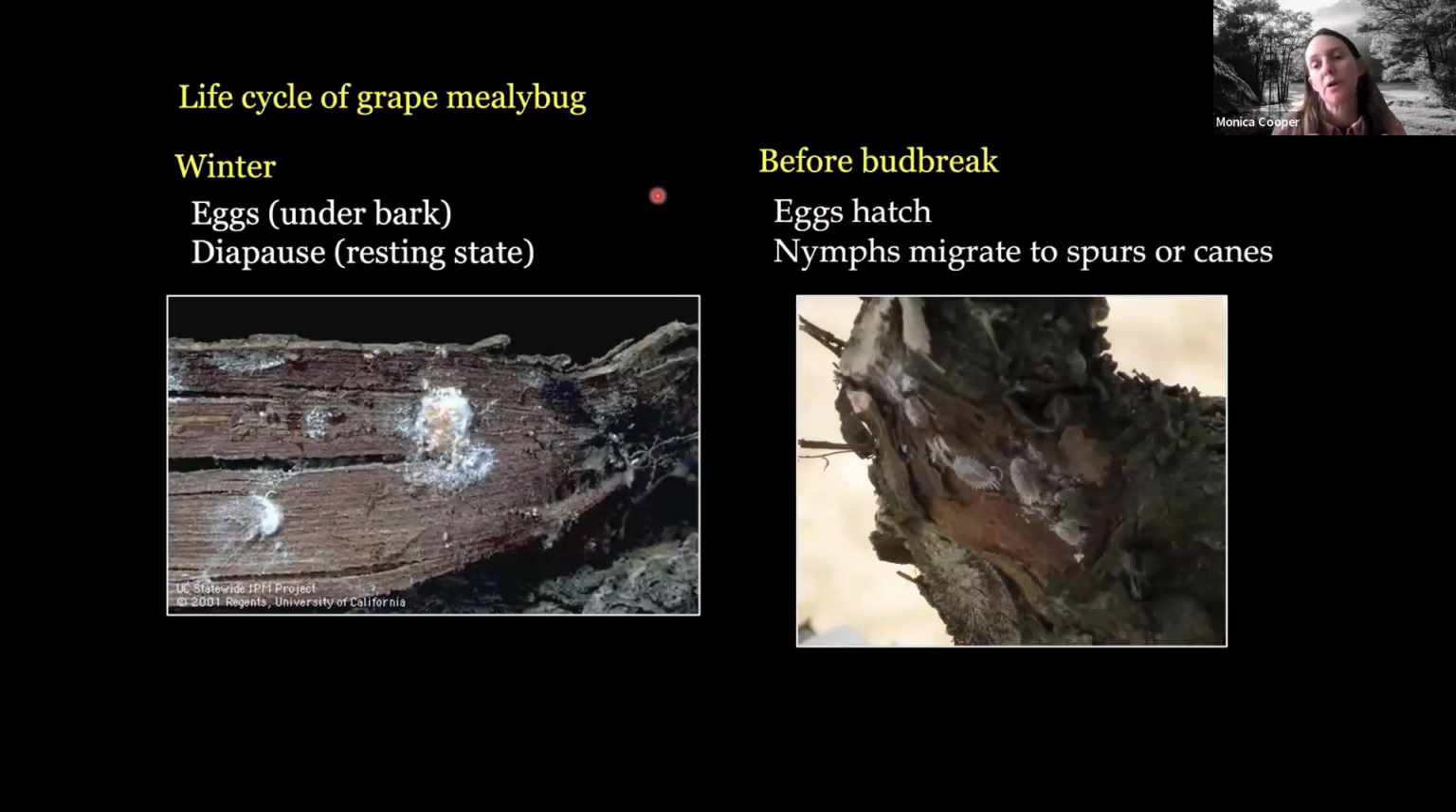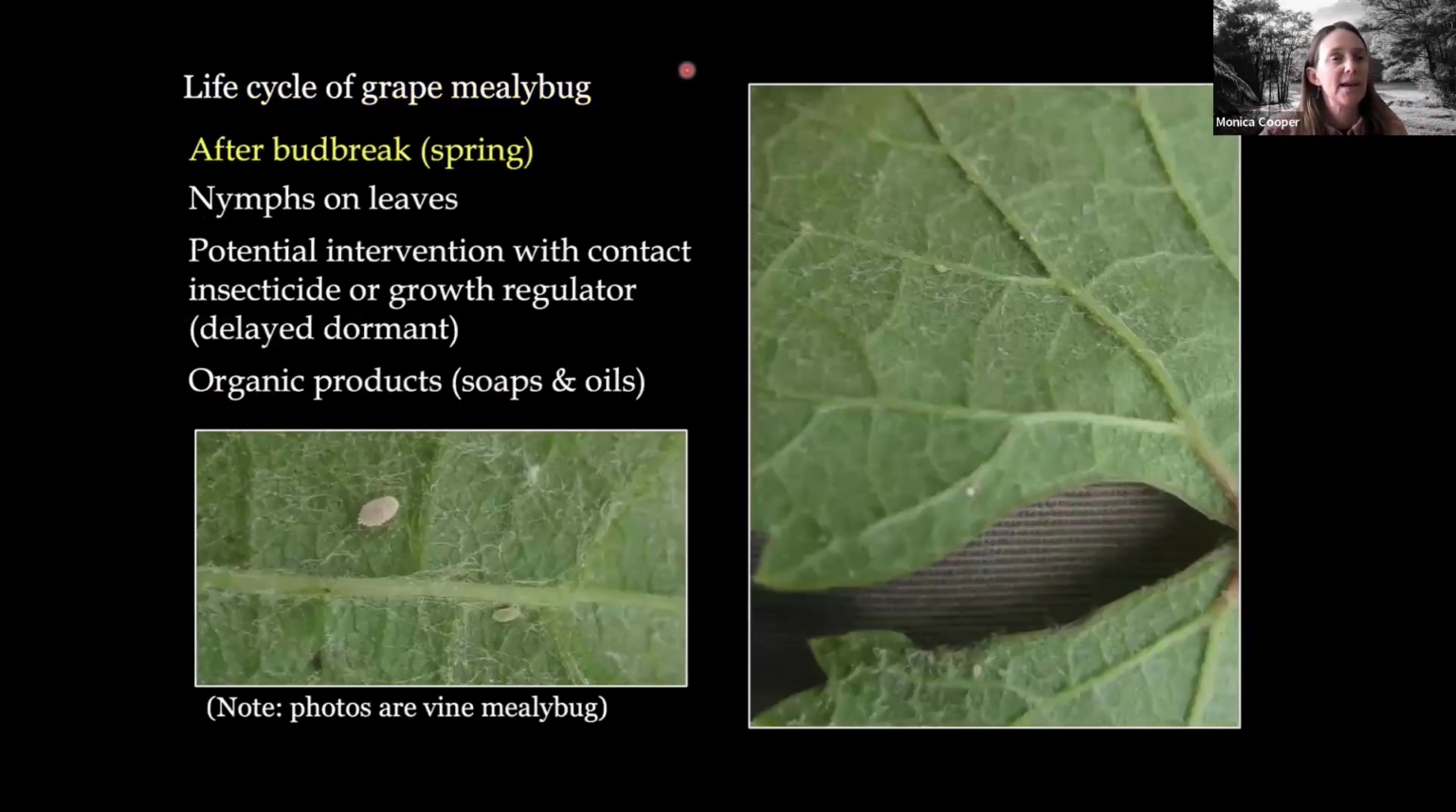Those eggs hatch, and the nymphs that hatch out of those eggs are going to migrate up the vine into the spurs or onto the canes because eventually they're going to be out feeding on the leaves, getting closer up to the leaves as they're getting ready to do that. So that's the next stage in the life cycle: after bud break, as soon as we have leaves on the vine, you're starting to see those nymph stages moving out onto the leaves and then feeding on the leaves. That's a really important time of the year because it's a potential time when we can make an intervention.